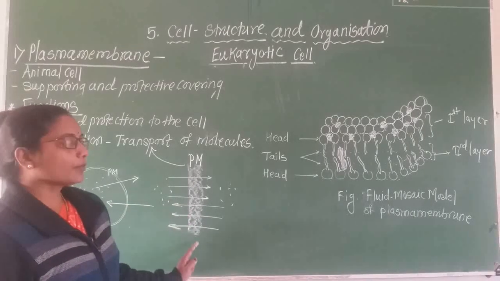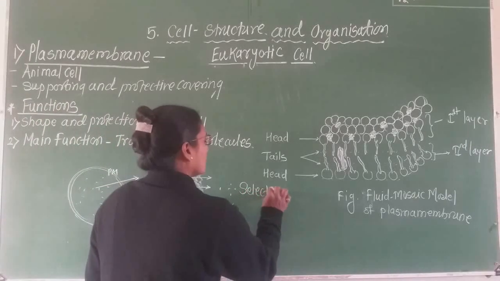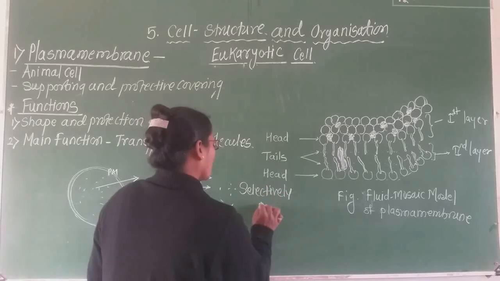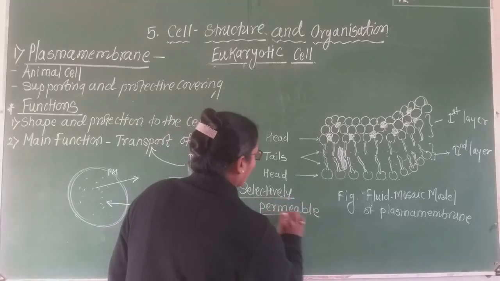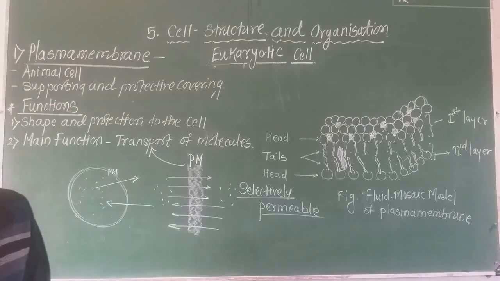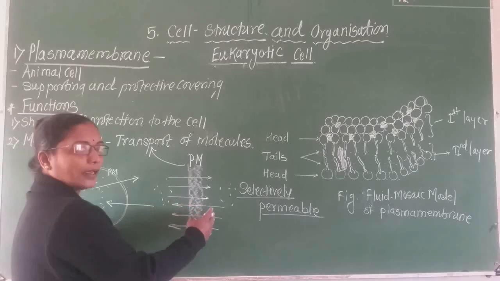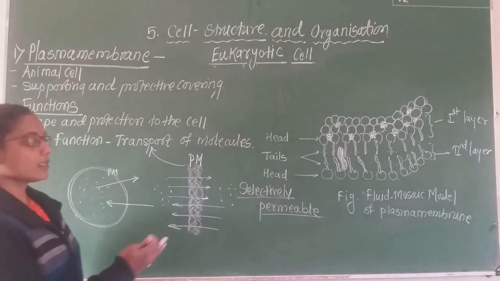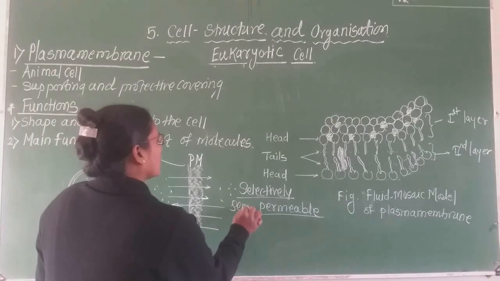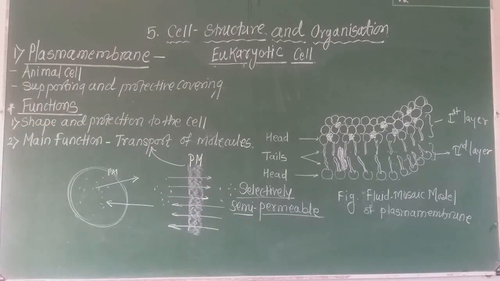And this movement of the molecule is possible because the plasma membrane is selectively permeable. How is the plasma membrane? The plasma membrane is selectively permeable. It means that through this membrane, the entry or exit of certain molecules is allowed. It is selectively permeable, or selectively semi-permeable, because it allows the transport of the molecules across the plasma membrane.